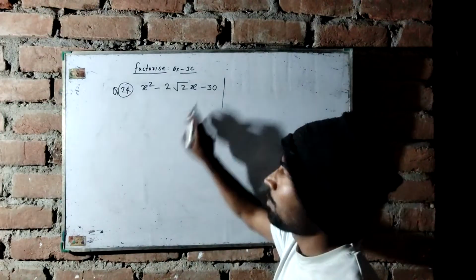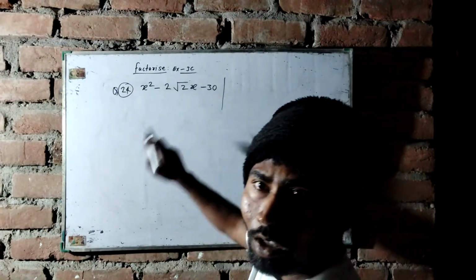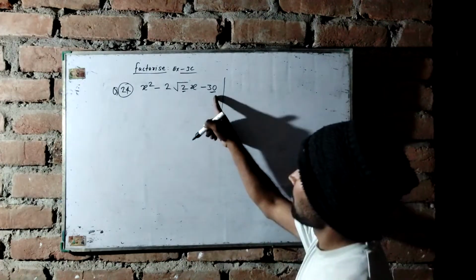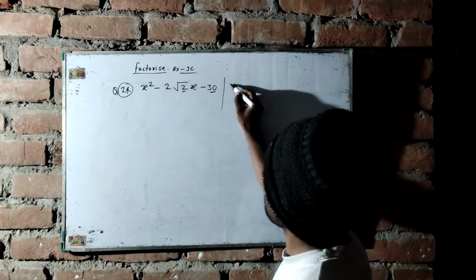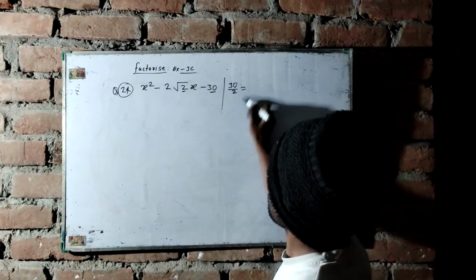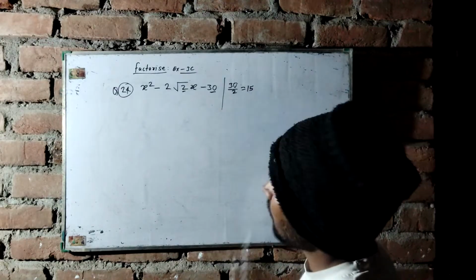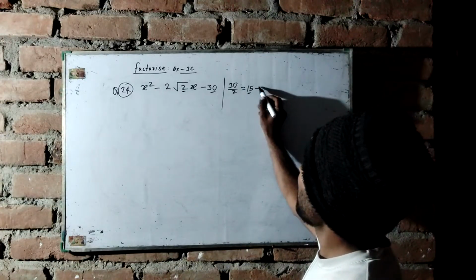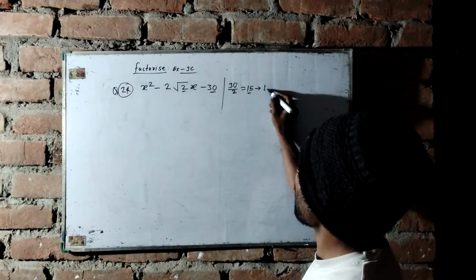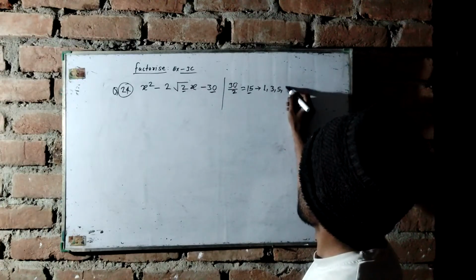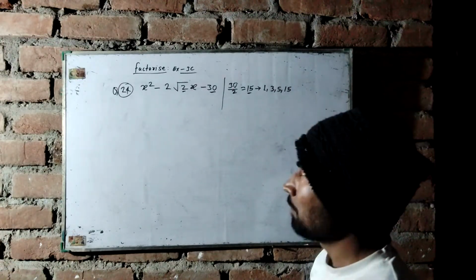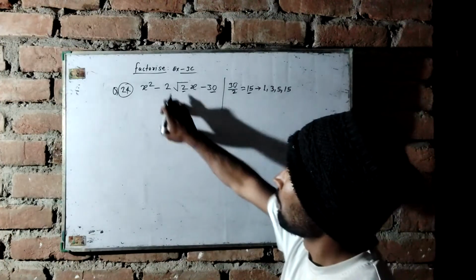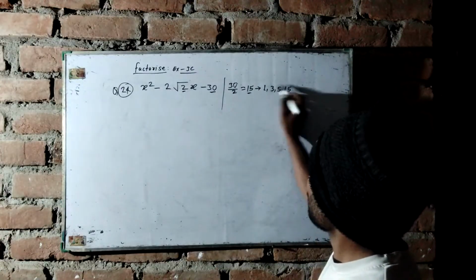For solving this type of polynomial, you have to divide this number by this number. After dividing, you will get 15 as a quotient. Now we have to find all factors of this number. So all factors will be 1, 3, 5, and 15. Now we have to choose two numbers from here whose sum or difference will be minus 2 and their product will be 15.